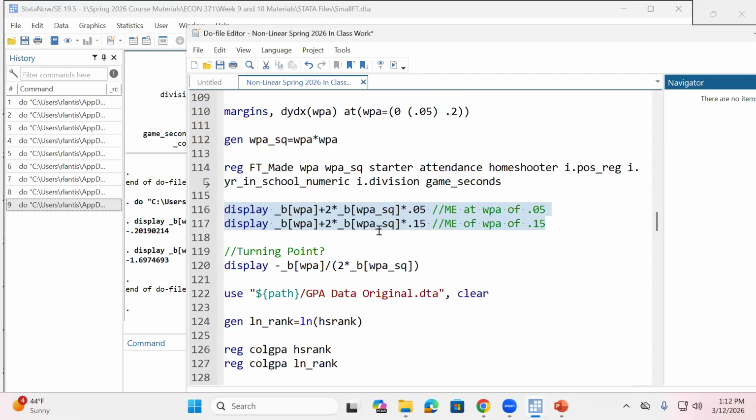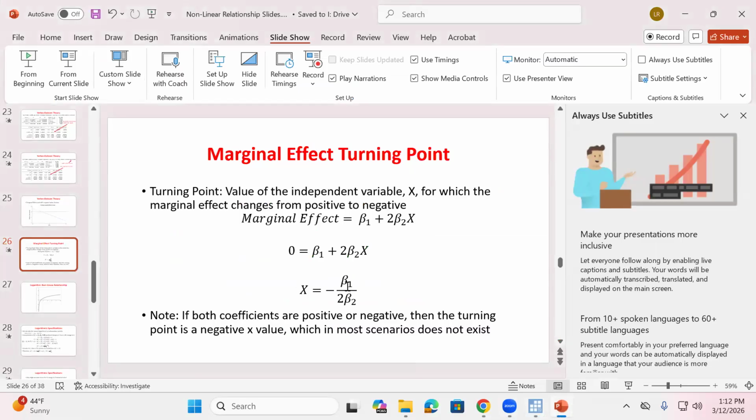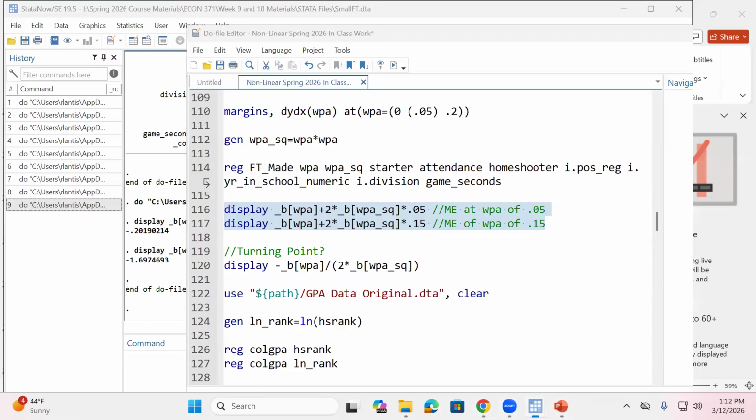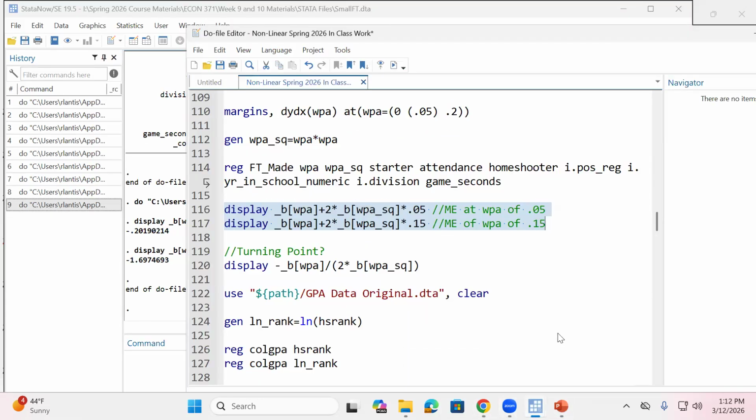Okay. Now, if I have the coefficient on the linear term and on the squared term, I can also calculate the turning point, right? So we said the equation for the turning point was negative, whatever that coefficient on the linear term was, divided by 2 times that coefficient on the squared term. So once I run that regression, I can find the turning point by having Stata do that math for me. I have a negative sign out front, then the coefficient on the linear term divided by 2 times the coefficient on the squared term, right?